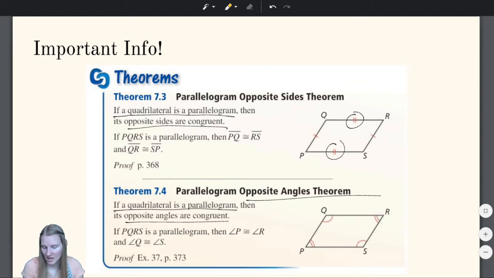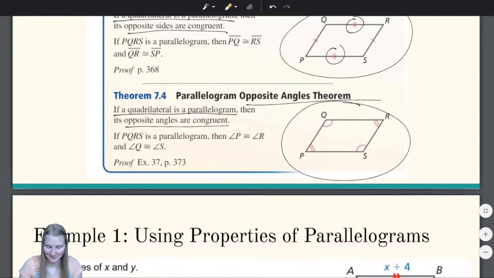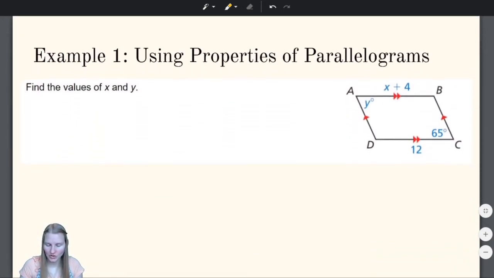So that tells us that Q and P are not congruent because this one only has 1 tick mark and this one has 2. Okay, so if I have a parallelogram, the opposite sides are congruent and the opposite angles are congruent. Nice. Very interesting. Also, you can prove these theorems using congruent triangles from chapter 5. Give it a try if you're interested. Okay, so let's use these properties to do our first example.